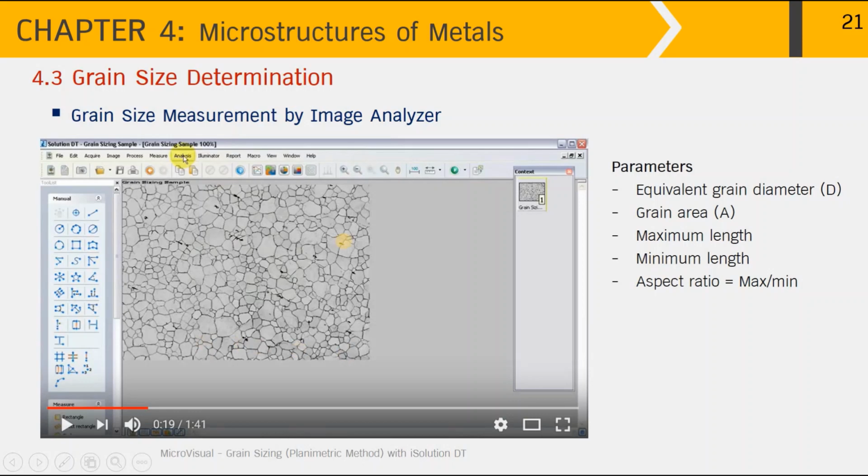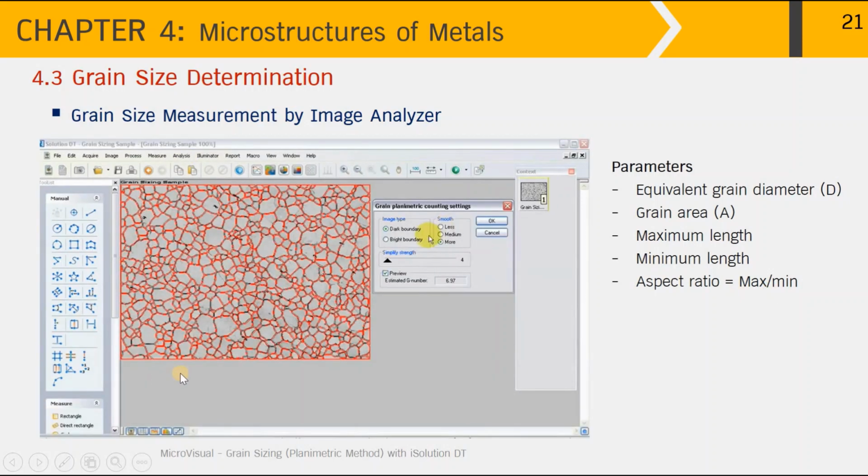For example, from the microstructure of equiaxed grains over here, the software can give us parameters such as equivalent grain diameter or D, the grain area or A, the maximum length of the grain and the minimum length of the grain, as well as the aspect ratio, which is the maximum length over the minimum length. In this picture, the software can differentiate the grain boundaries, and that information can be used for the analysis of equivalent grain diameter, grain area, maximum and minimum length, and also the aspect ratio.